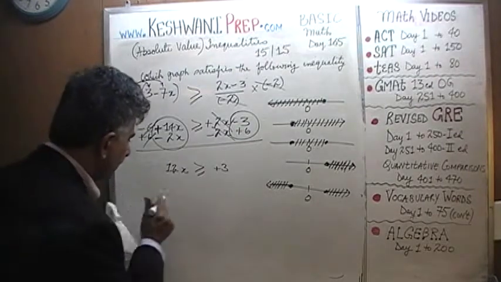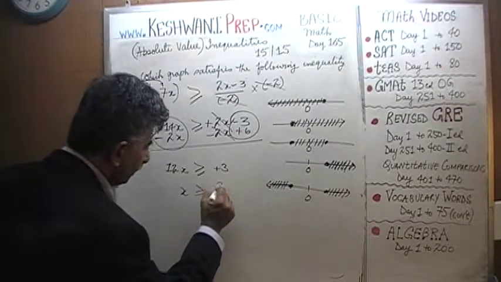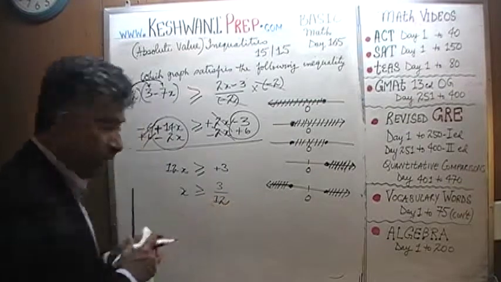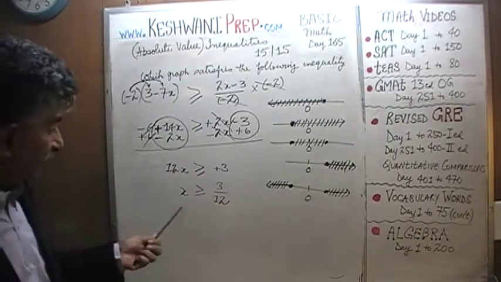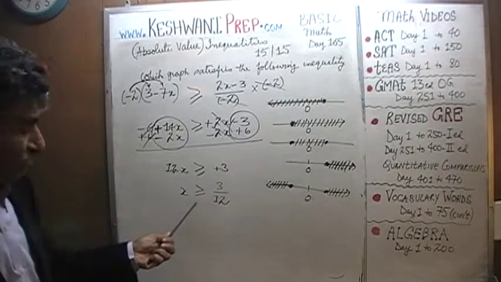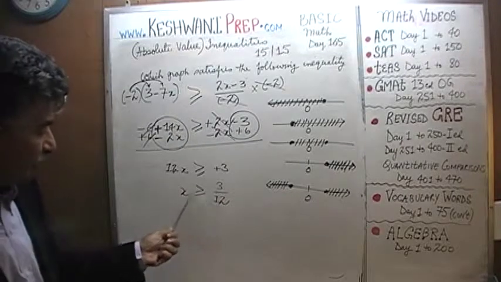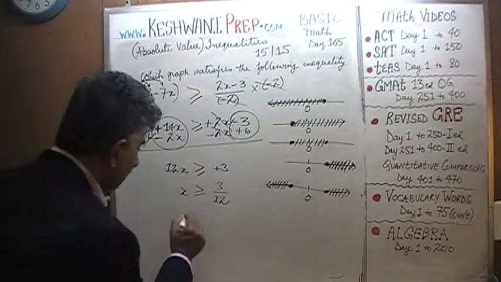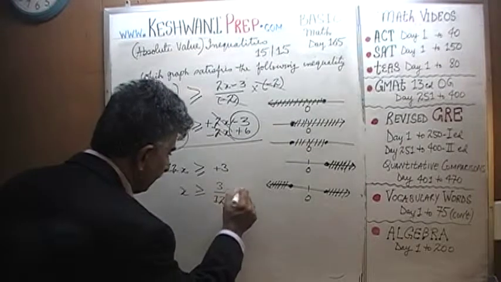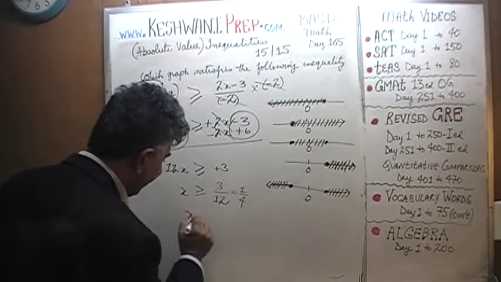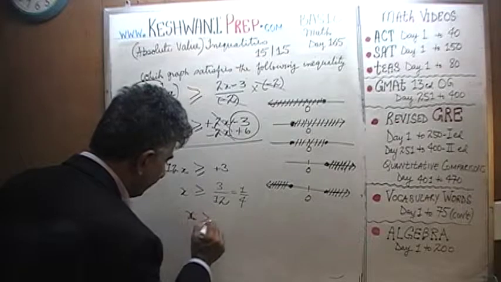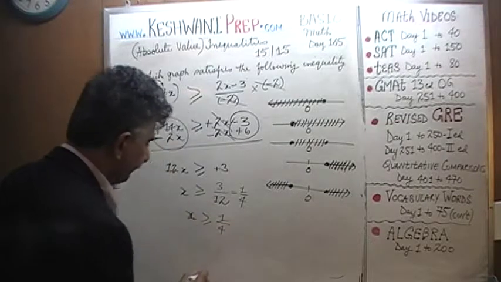x has to be greater than or equal to 3 over 12. We can leave it like this if you wanted to. We have found the answer. x has to be more than some positive value. But if you like, we can go one more step and reduce it, which comes out to be 1/4. In other words, x, whatever it is, has to be more than or equal to 1/4.